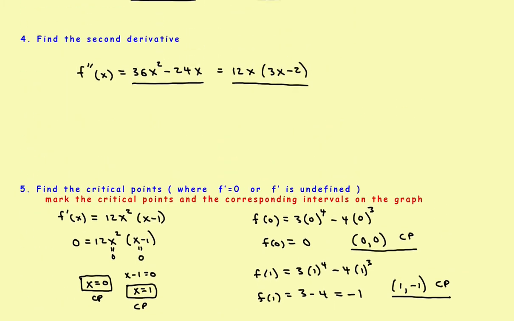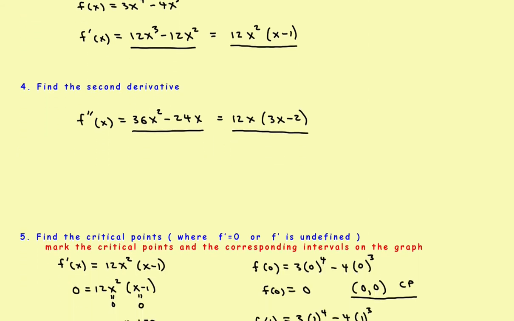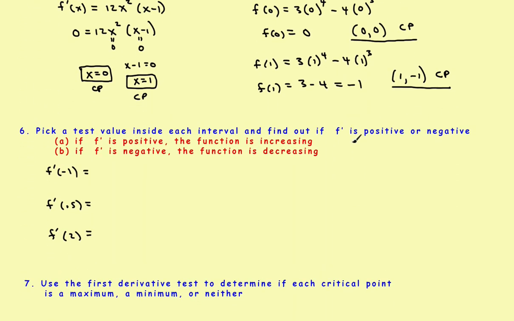Let's go back up and look at that. So we found the first derivative. You could use this form if you want to, but I think it's actually easier if you use this factored form. So 12x squared times x minus 1. So I'll go ahead and write that right here just one more time. So the first derivative is 12x squared times x minus 1.